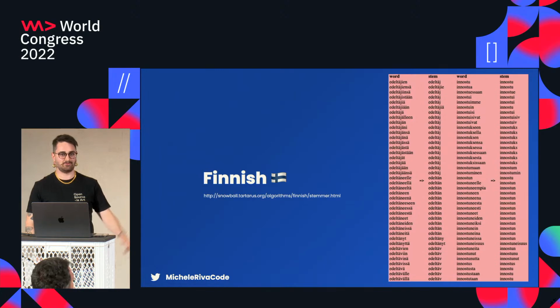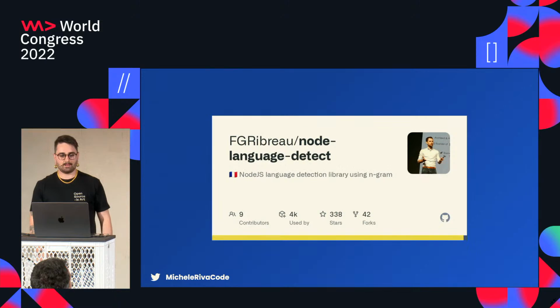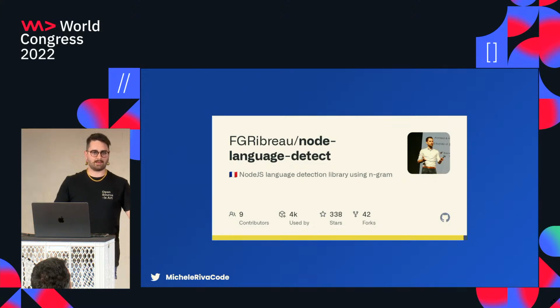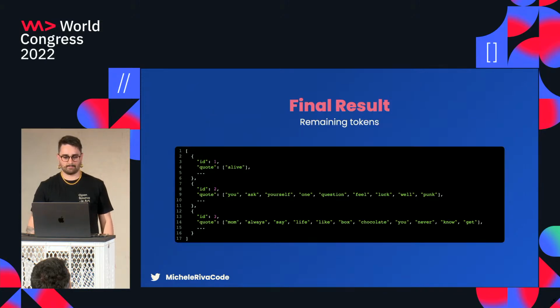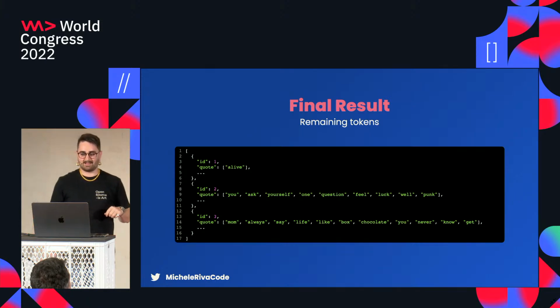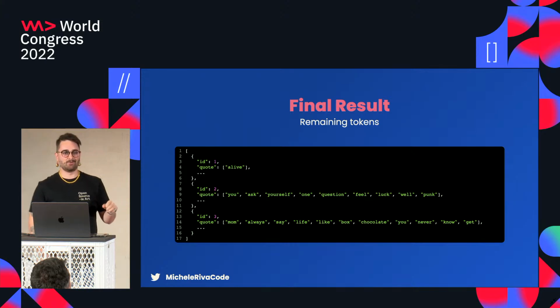So I use Snowball. But of course, sometimes you don't know which language you are going to insert into your index. So you might want to use something like Node Language Detect, which allows you to automatically detect the language to perform the stemming in. So after we tokenize, stem, remove stop words and duplicates, and lowercase, we end up with that result. From "it's alive", we now have "alive". I can't remember the original quotes, so I won't repeat them. But as you can see, we have very few tokens here.